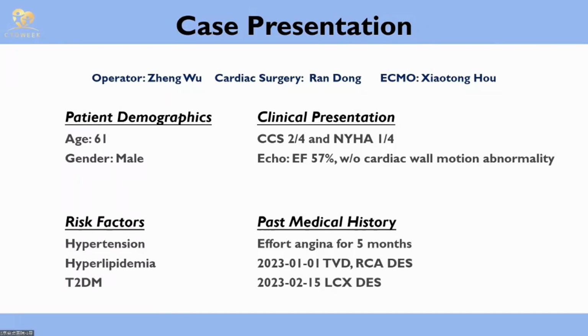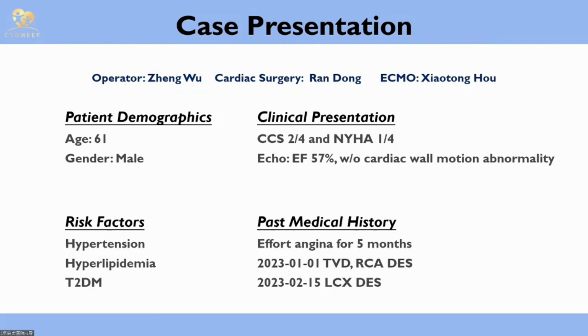The patient has normal cardiac function and normal renal function, but has hypertension, hyperlipidemia, and diabetes, and the indexes are not controlled very well. After that, we planned to open the LAD CTO in another session.